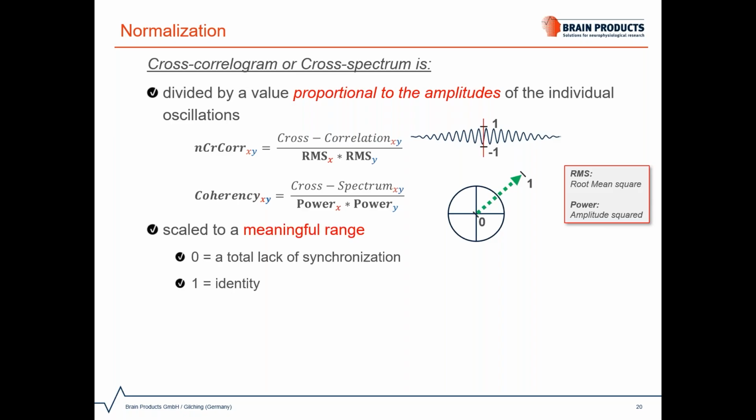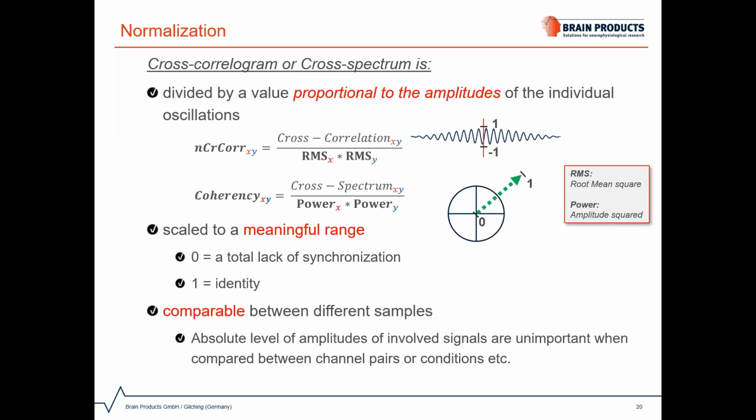Normalization has the advantage that the resulting scale is actually meaningful. Now, 0 means a total lack of dependency, and 1, or in the case of the normalized cross-correlation also -1, means complete linear dependency, which only occurs if both signals are identical. Normalization also achieves comparability. Now the values can be compared between channel pairs or conditions that have different power values.